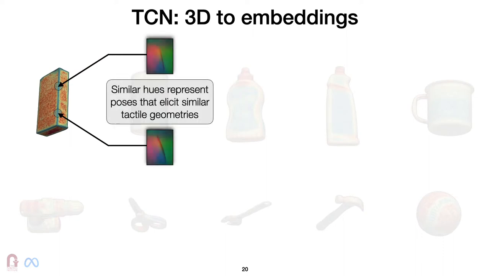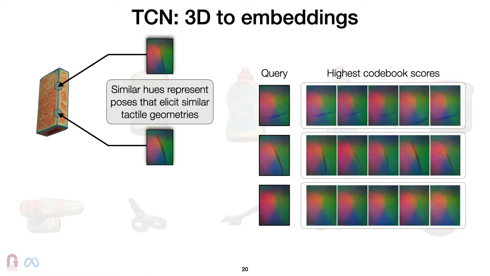Here we visualize the TSNE color map of the embeddings when densely sampled on objects. Similar hues here represent poses that capture similar tactile geometries, such as edges here. For example, given the query and resultant images on the right, the highest score candidates by cosine distance match those of the query.